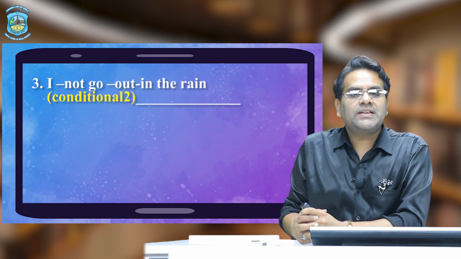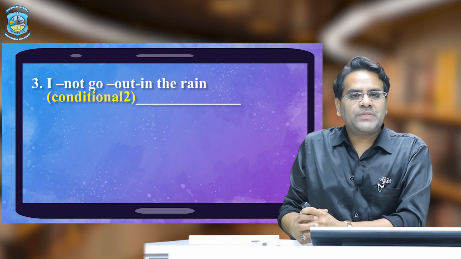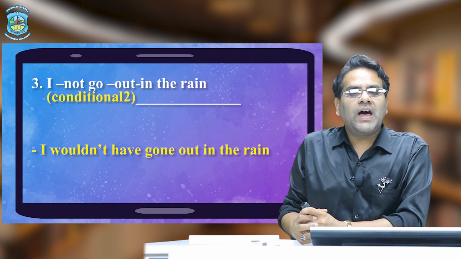In the same way, I not go out rain. This statement is a conditional statement. So when we open up the statement, how is it? I wouldn't have gone out in the rain. Please work on these complete example lists.